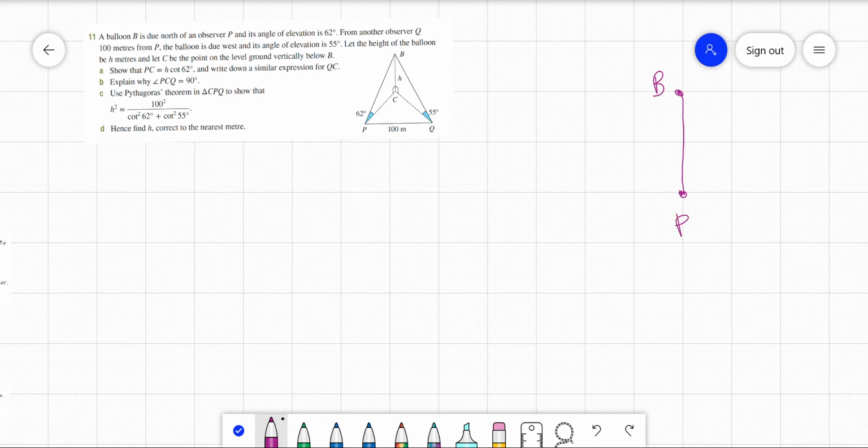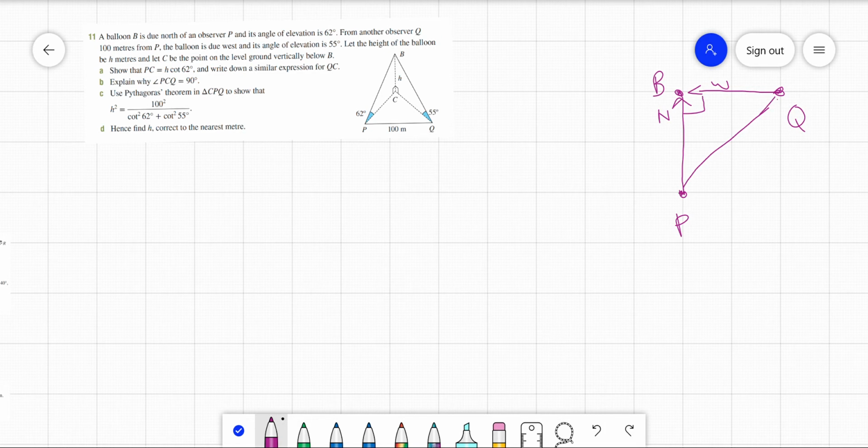And then another observer Q, 100 meters from P. To them, the balloon is due west. So think about where they must be if the balloon is due west of them. So let's put Q over here because the balloon is due west, right? So that's west, whereas this is north. So you can see that this is going to be 90 degrees here in this base triangle.